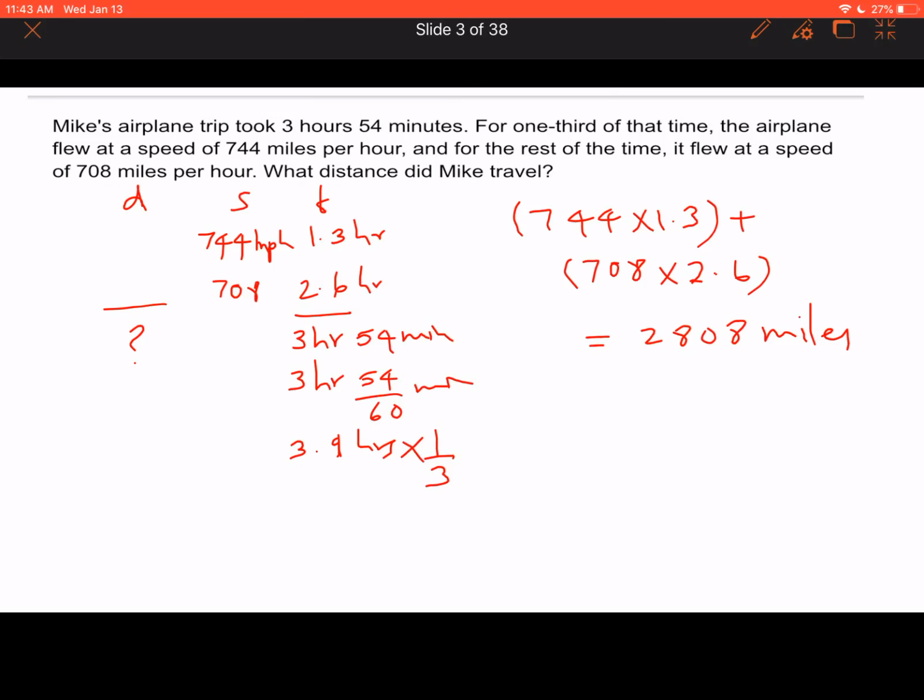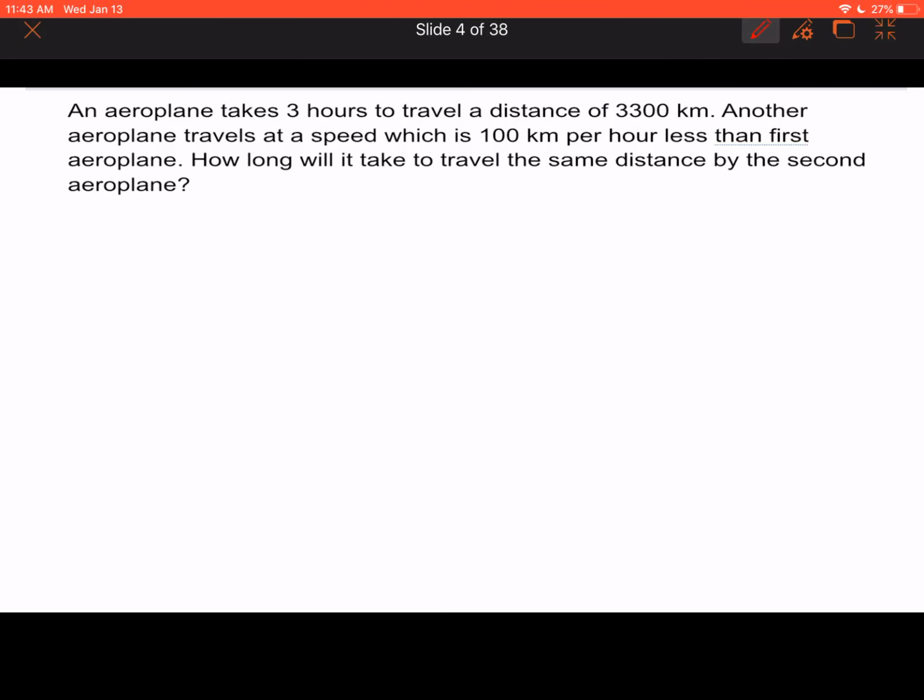Okay, next problem is, an airplane takes 3 hours to travel a distance of 3300 km. Another airplane travels at a speed which is 100 km per hour less than the first airplane. How long will it take to travel the same distance by the second airplane? Okay, so there are two airplanes, A1, A2. We'll just try to write down what values are given. Takes 3 hours to travel a distance of 3300 kilometers. So distance is 3300. Takes 3 hours.